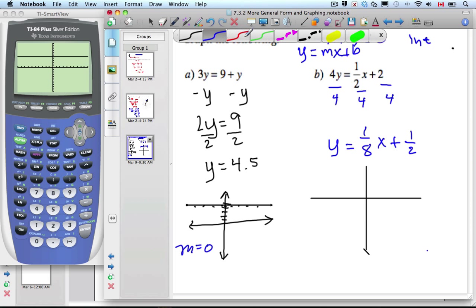Nice. Okay, so to graph this, we want to start with our y-intercept. Y-intercept is 1/2. 5, 6, 7, 8. All right. Okay, now our slope is 1/8. So that means I'm going to rise 1 unit, and I'm going to run 8.